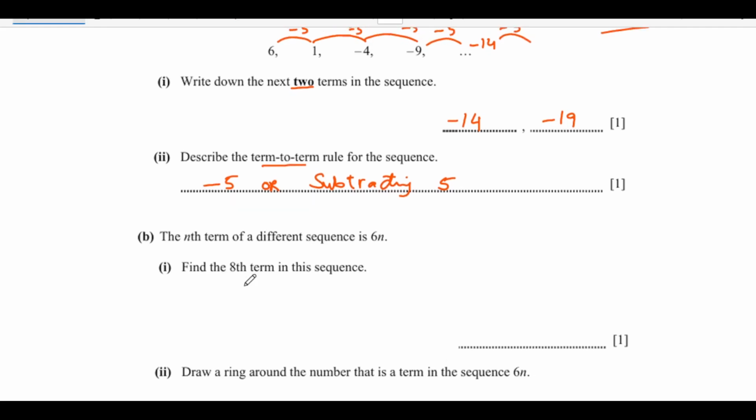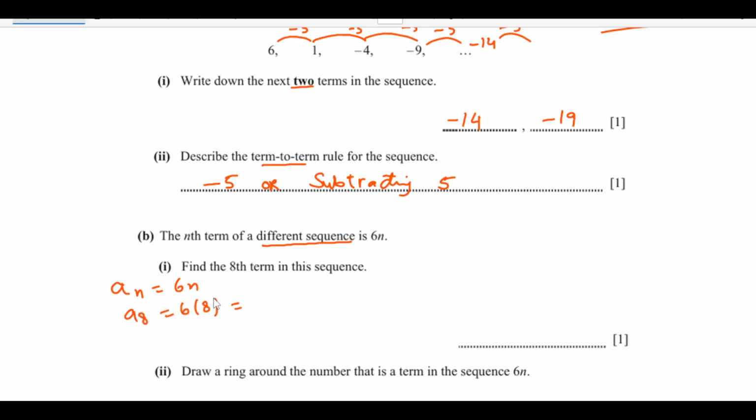Now find the nth term of a different sequence. Read carefully. The nth term of the different sequence is 6n. Find the 8th term. So this is the nth term, which is 6n, and we are looking for the 8th term. So that means 6 times 8, that is 48.